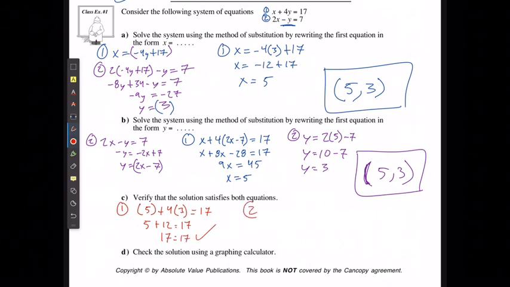Now I'm going to check it with equation 2. 2 times 5 minus 3 is equal to 7. 10 minus 3 is equal to 7. 7 is equal to 7, and that works. I can also use my graphing to verify this. I'm going to isolate y and put the y equals into my calculator and check and see if it works, and in this case, it does.